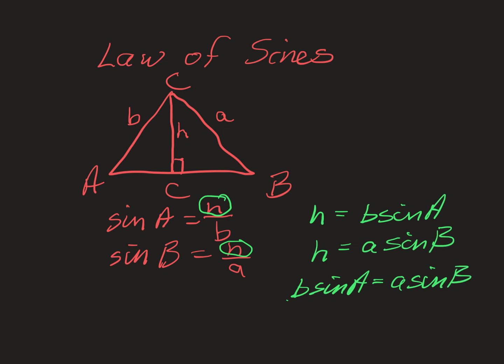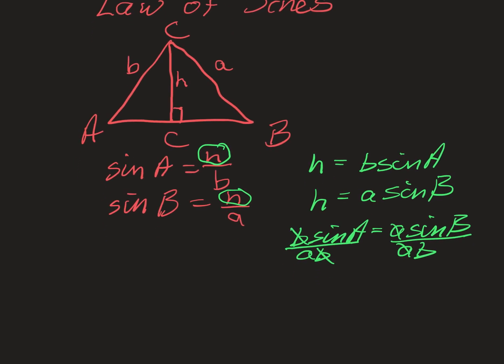And we're going to divide the left side by b, and the right side by b, and we'll divide the left side by a and the right side by a. And so what we end up with is this right here. Sine of angle A over side a, which is the side opposite angle A in the oblique triangle, is equal to the sine of angle B over b.